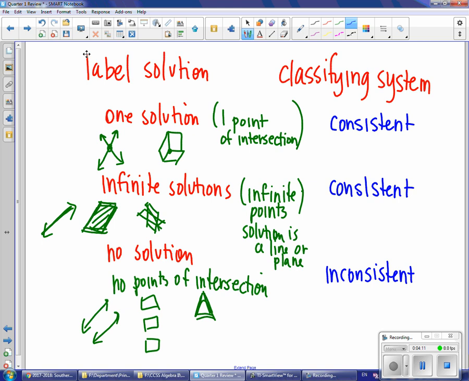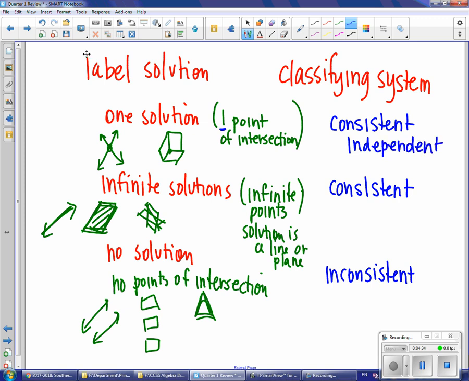Now, we can further differentiate our consistent systems according to the number of times they collide. So if they collide one time, if they collide at a point, I want you to think of being independent means that you can stand all by yourself as one person. So if there's one point, we say that the system is consistent and independent.